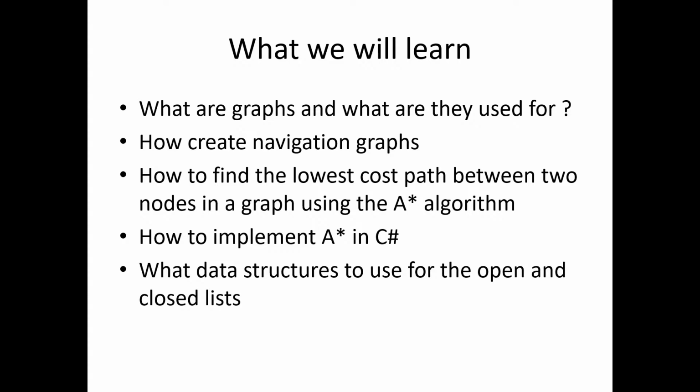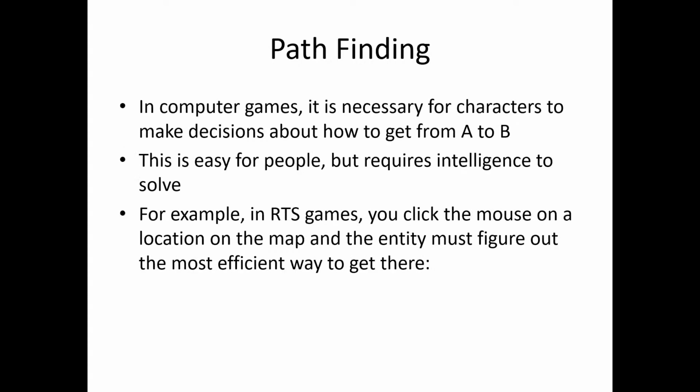How to create navigation graphs, and then we look at how to calculate the lowest cost path between two nodes on a graph using the A-star algorithm. And what does that even mean? Lowest cost path. What does the lowest cost path mean? And then we look at how to implement A-star in C#, and we're going to focus specifically on what data structures you use to hold the open and closed lists.